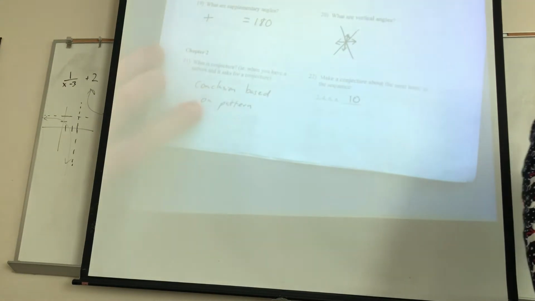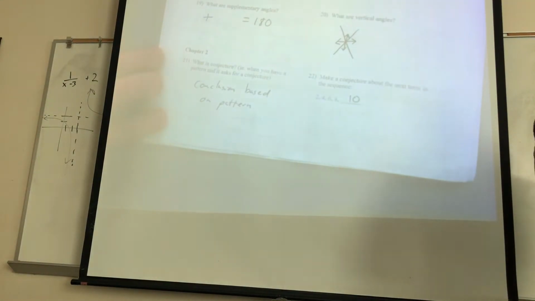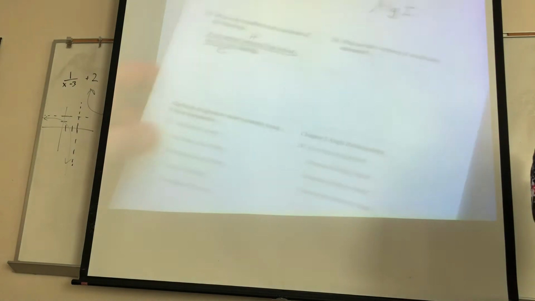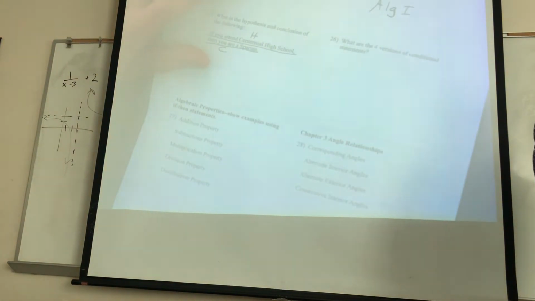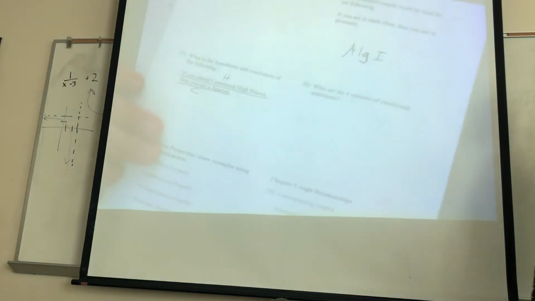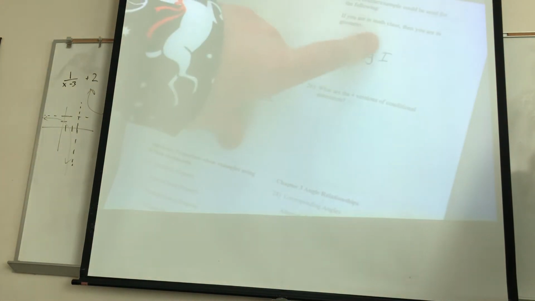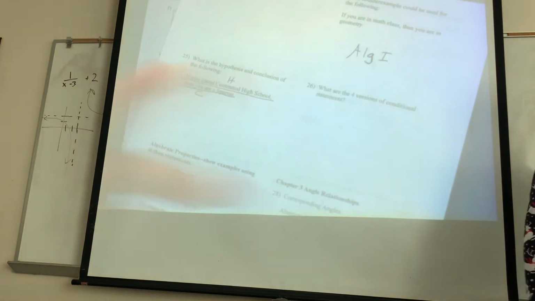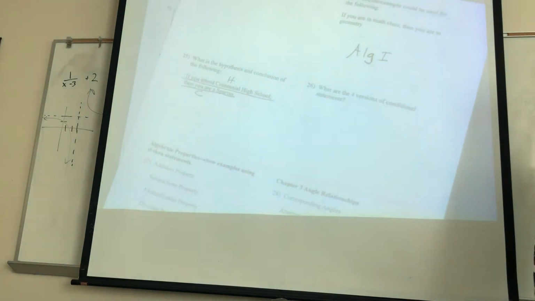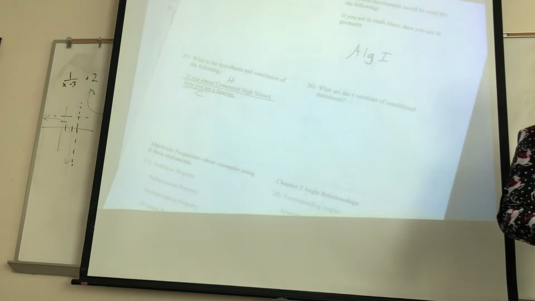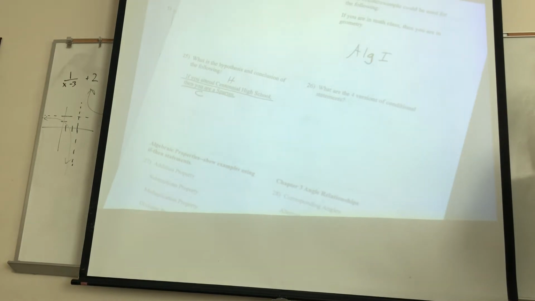A conjecture is a conclusion based on a pattern or evidence. A counterexample is something that you can say that will prove the statement not true. So like we looked at this one, if you're in math class and you were geometry, it's false. It's a false statement. And our counterexample would be algebra 1. You could be in a math class and be in algebra 1. You would not be in geometry.